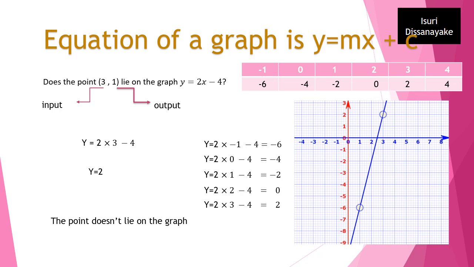You can see this particular point (3, 1). Let me show you. That's (3, 1), over here where I have my red highlighter. So (3, 1) is not on the given straight line y equals 2x minus 4. So you can clearly see that (3, 1) doesn't lie on the graph y equals 2x minus 4. Let's look at another example.